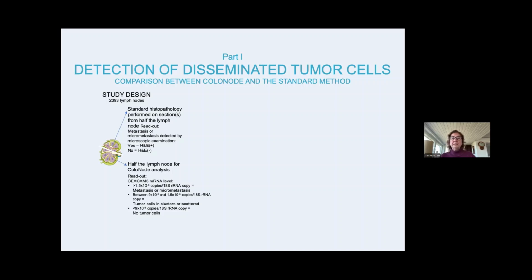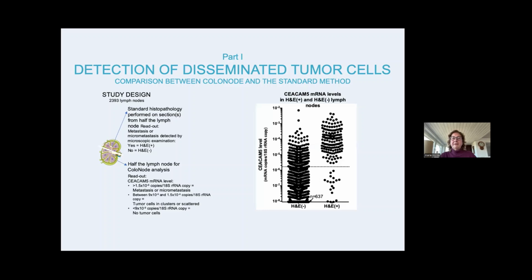So here is the result from this, where you can see to the right in the figure that those which had micrometastasis and metastasis had very high levels of CEACAM5. That's on the y-axis, this level. But also notably there are a lot of lymph nodes with high levels of CEACAM5 also in those where no micrometastasis or metastasis was seen by the pathologist.